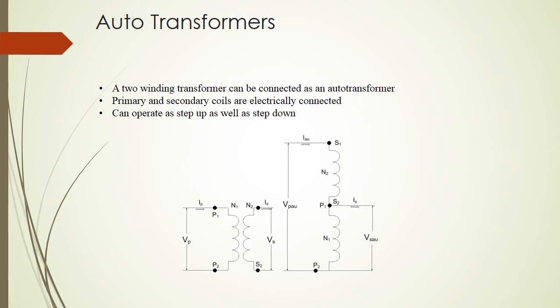Next, we talk about the auto transformer. The auto transformer is used to balance the output voltage, especially for the case that we need to stabilize the output.